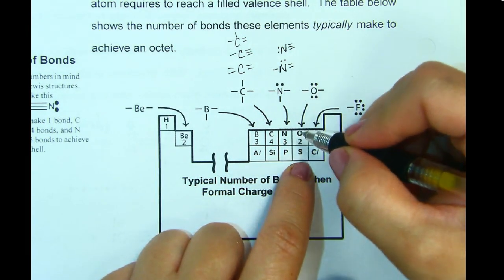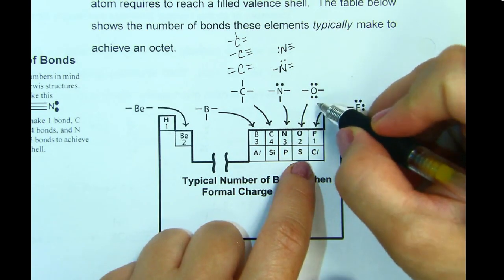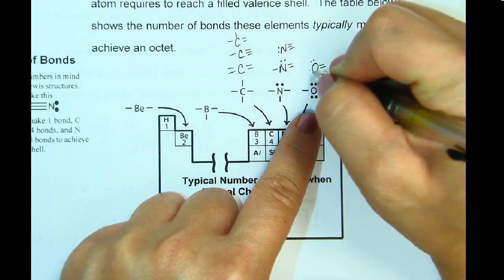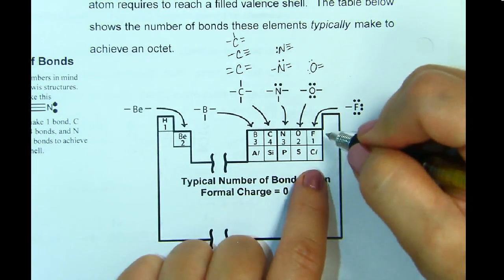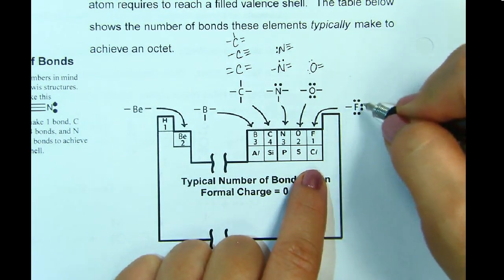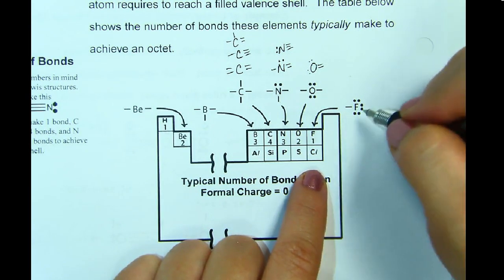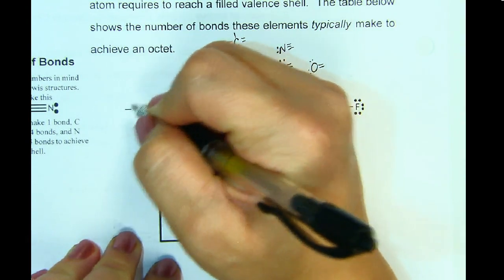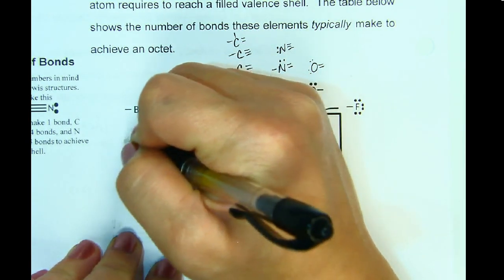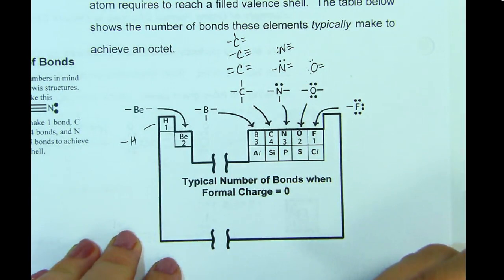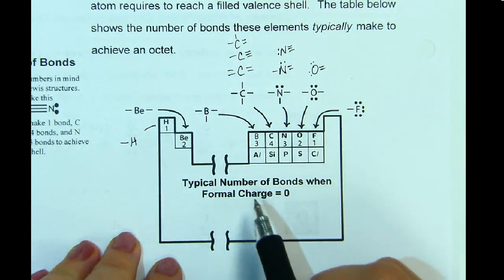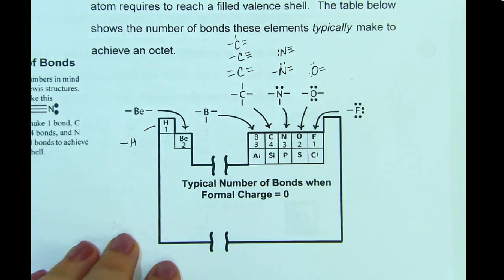The oxygen family is going to make 2 bonds and have 2 lone pairs, and you could also write it as a double bond with 2 lone pairs. Finally, the halogens are going to have 1 bond, 3 lone pairs, and that's the only way the halogens could be written. Lastly, hydrogen is going to have only 1 bond, no lone pairs. These are the typical bonding patterns to have a formal charge of 0.